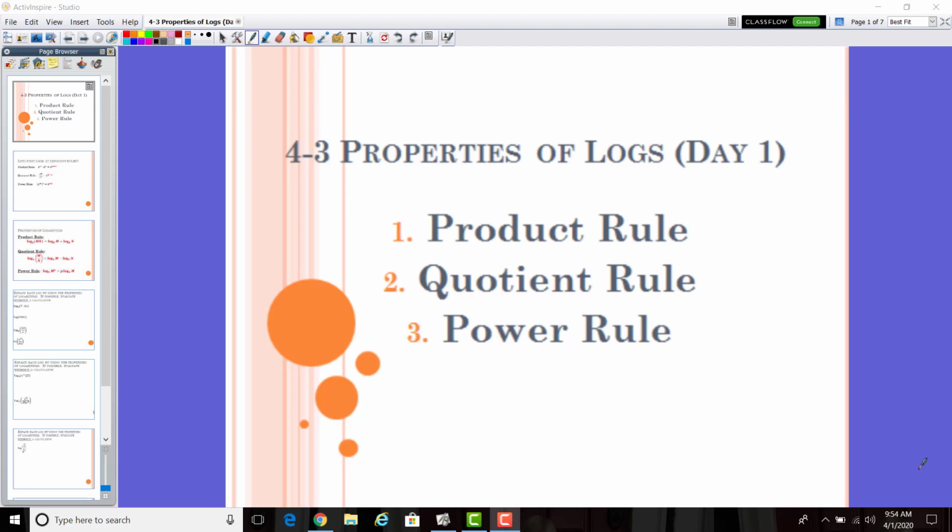Today will be section 4.3, properties of logs. We're going to separate this section into 2 days. Today we're going to work on what we call the expansion of logarithm expressions. And to do that, we're going to use 3 properties of logs: the product rule, the quotient rule, and the power rule.